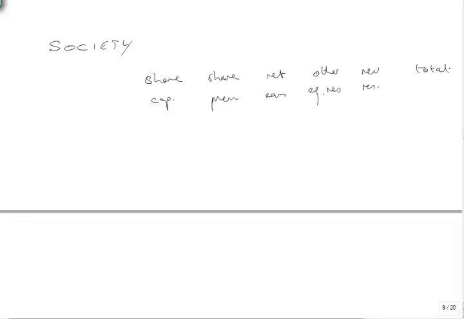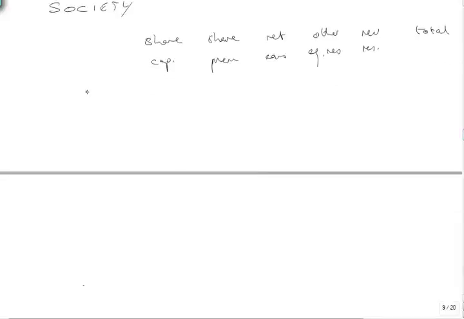Statement of changes. Now the elements of equity are share capital, share premium, retained earnings, other equity reserve, and we've got a revaluation reserve as well. And I tend to put the total in, but I don't think it's desperately necessary. It should do, and in practice you would.